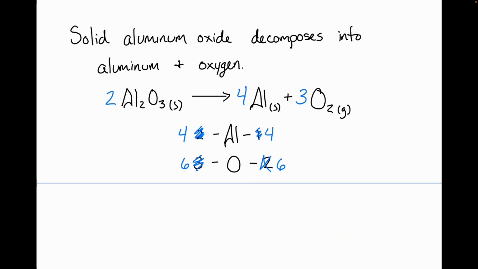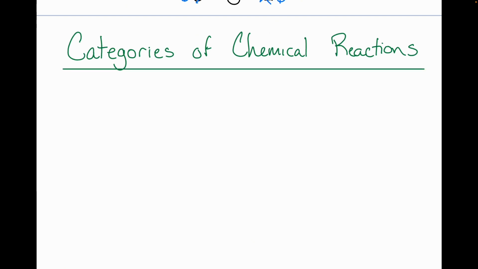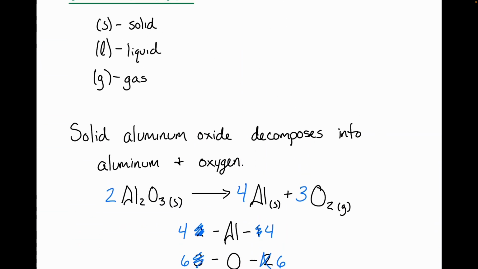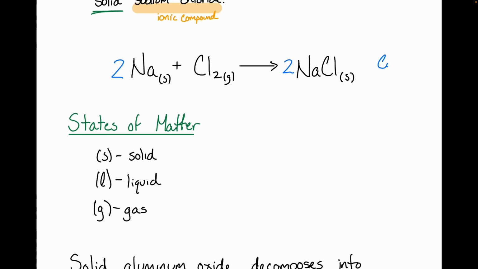All right, another thing that I could ask you that we're going to learn about this chemical equation right here is to look at it and put it into a particular category. All right, so we have 2 different examples here. So let's talk about categories of chemical reactions. In our first example here, we were taking sodium and chlorine and combining them together to make this product, sodium chloride. This is what would be called a combination reaction.